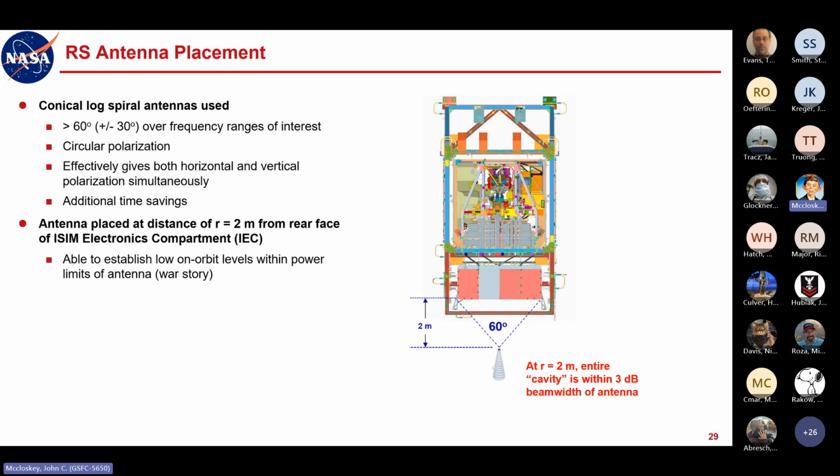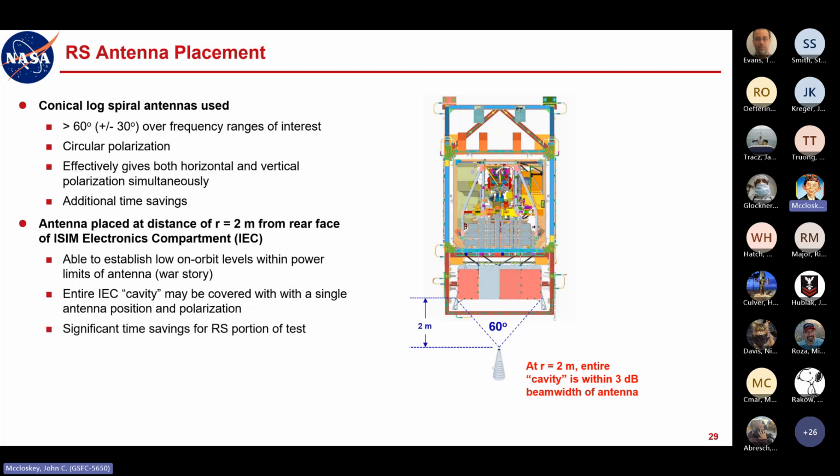But for the lower on-orbit levels, and I'll talk about those in a couple of slides, the maximum level is 6.3 volts per meter. It did just fine. So you can cover the entire IEC cavity with a single antenna position and polarization. So one sweep for each antenna, for each frequency range. This made for a very efficient test. We were able to basically complete RS in 1 day. And the desired field is established at the rear edge of the IEC.